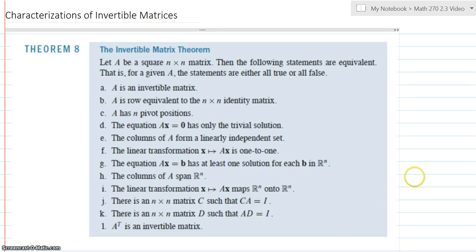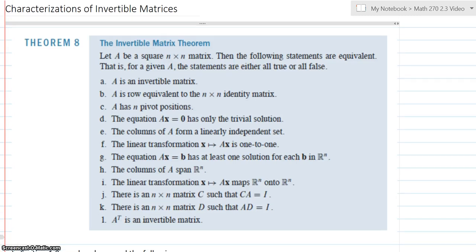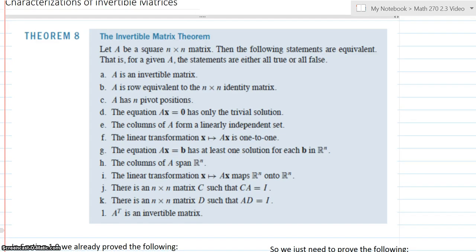As you can see on the first line, it says let A be a square n by n matrix. And then the following statements are equivalent. Part A is invertible. So A is an invertible matrix is equivalent to all these other parts. And yes, we are going to prove this theorem. So let's go ahead and do that.